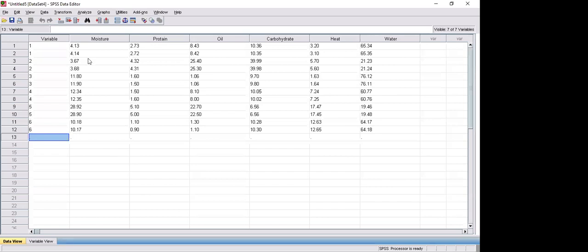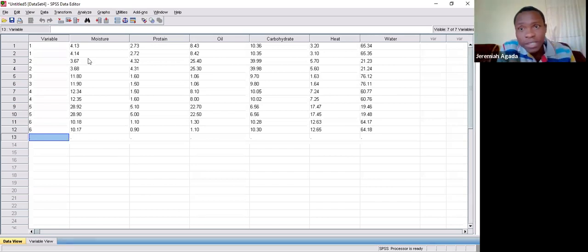So if you look at my data now, my data is from the interface, my data is ready for analysis now. So we can start analysis.